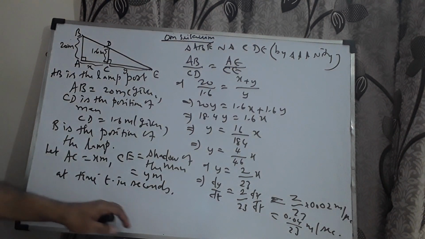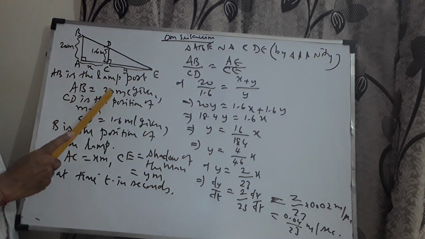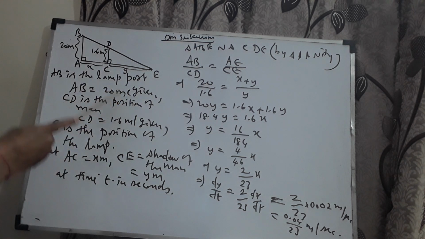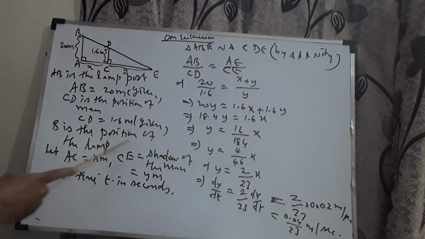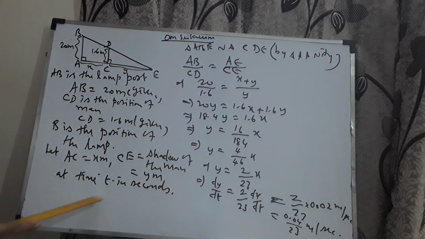Let me just explain the whole lot. AB is the lamp post. AB is of length 20 meters height, that is given to you. CD is the position of the man, CD is 1.6 meters, that is given to you. B is the position of the lamp. Now, I assume AC to be x meters and CE, the shadow of the man, y meters. These are in terms of t, which is given in seconds.